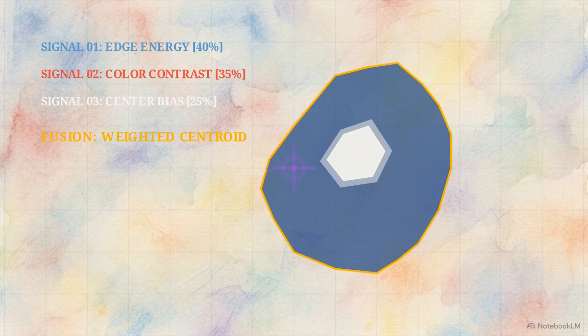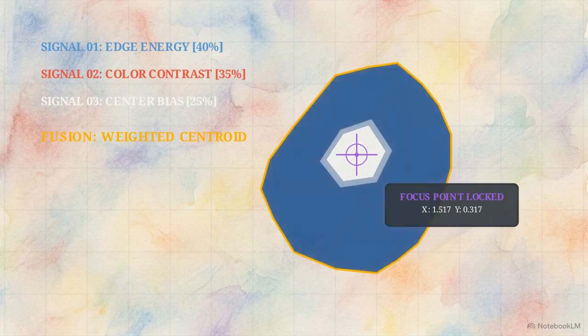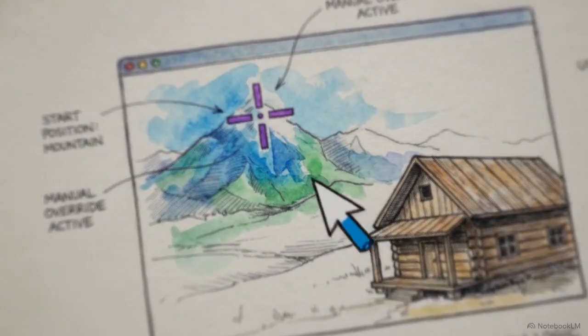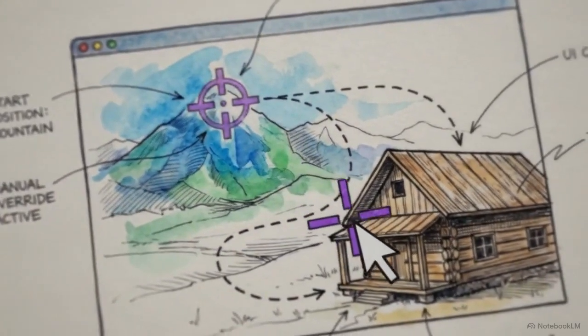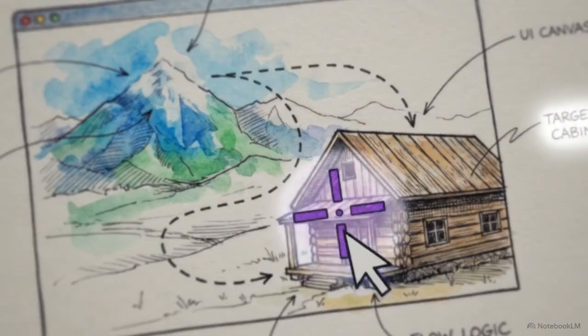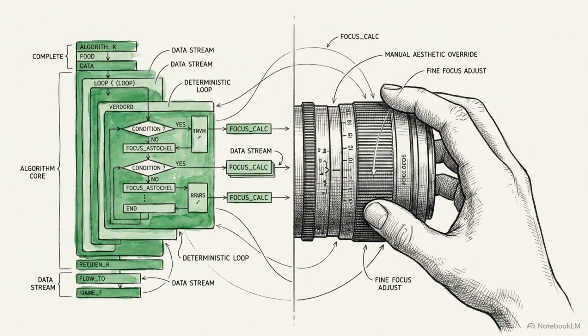It fuses these 3 signals, weights the data, and locks on to the exact weighted centroid to determine the absolute focus point. If the math doesn't quite match your creative intent, you simply click and drag the crosshair. The system follows your cursor in real time. Pairing deterministic algorithmic detection with a manual override ensures human aesthetic judgment always has the final say.